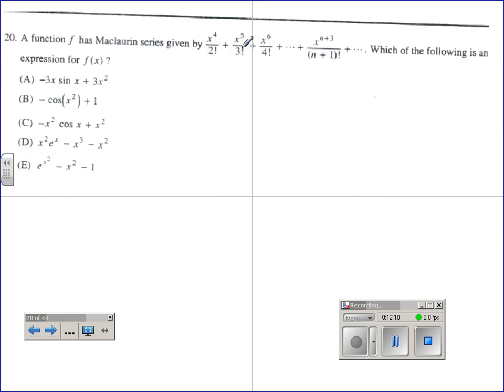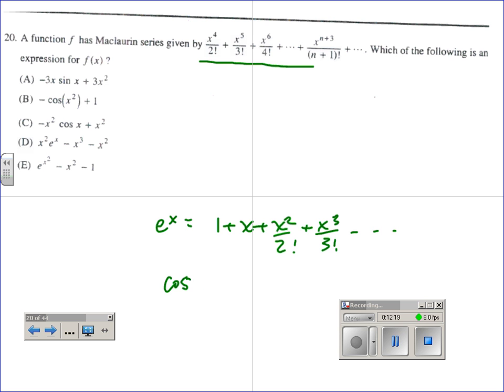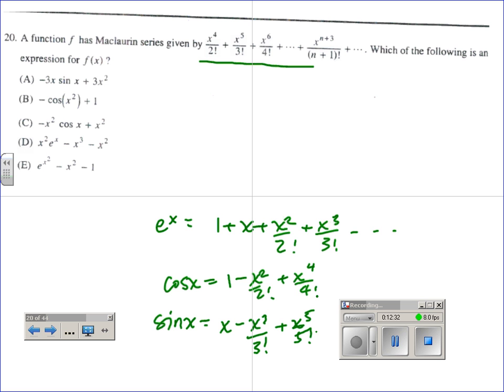Maclaurin series. Okay, notice the bottom. We should know e to the x is the one that has all of the factorials. And we know that cosine of x is alternating and has the even factorials. We know that sine of x is odd and also alternating. So you should notice that this one is not alternating and it has every factorial. So it looks like it would be e. So you can kind of work backwards.